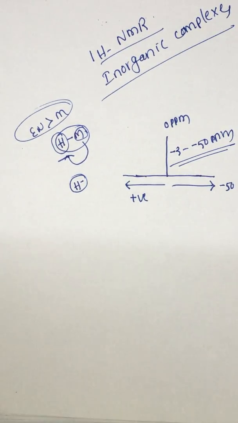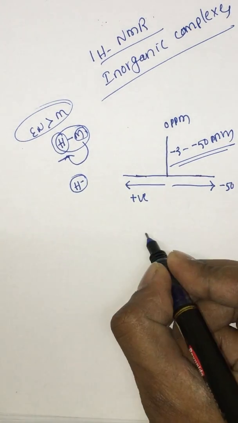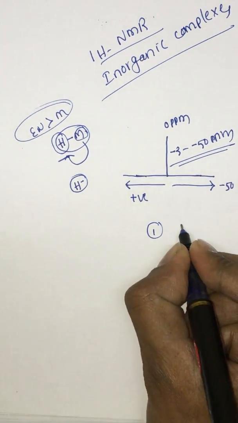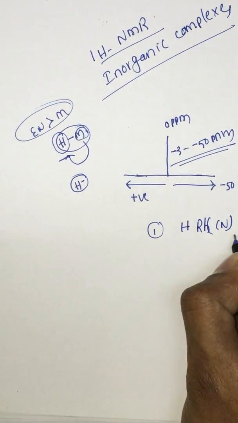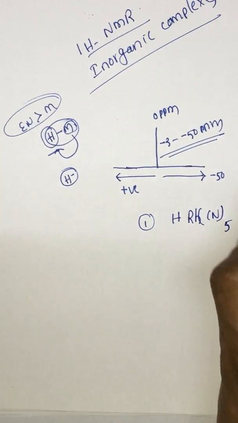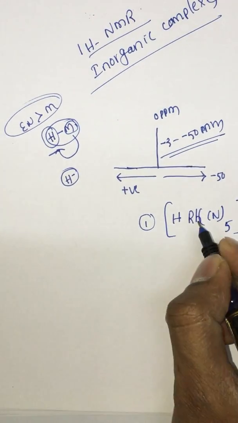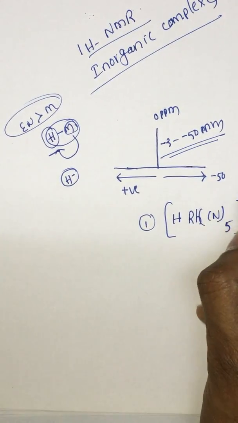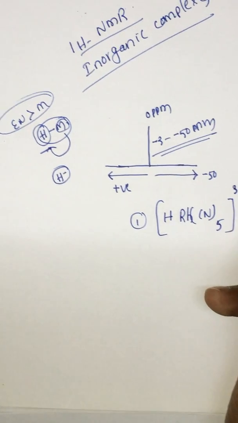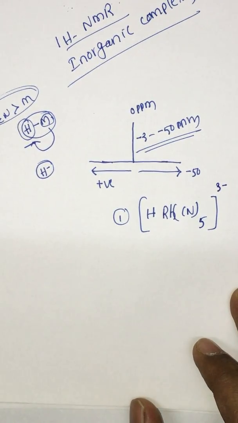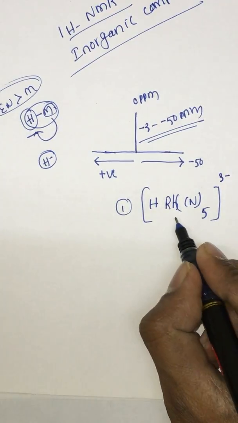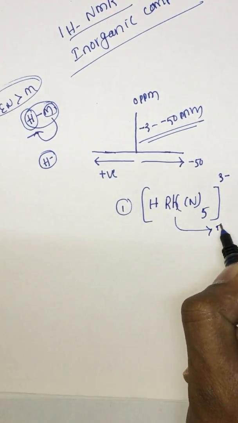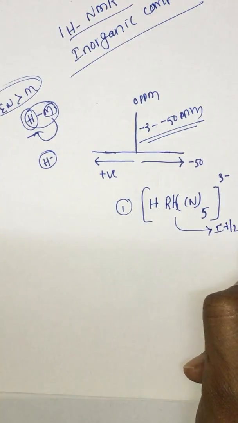Now we'll see a few examples. The first example we have here is HRh(CN)5 minus. Here the spin of rhodium is 1/2, because I of rhodium is 1/2.